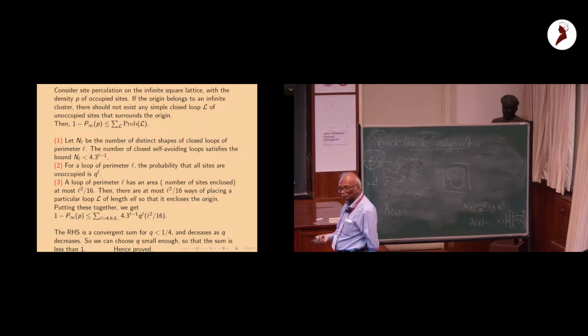Yeah. So that's also allowed in the bound. Right? Self-avoiding loops also satisfy this inequality. A self-avoiding loop of perimeter L can have an area at most L squared by 16. Okay?